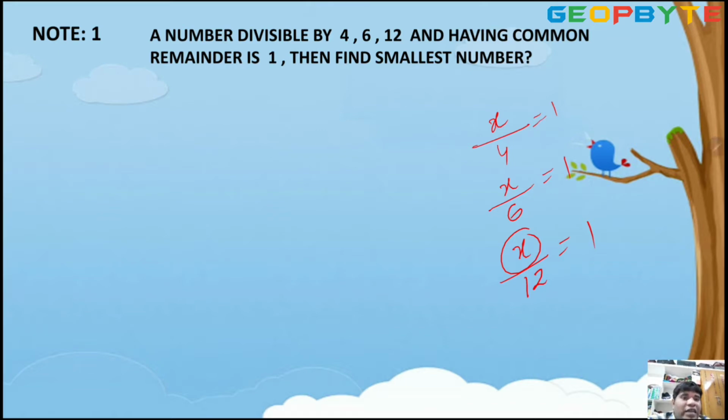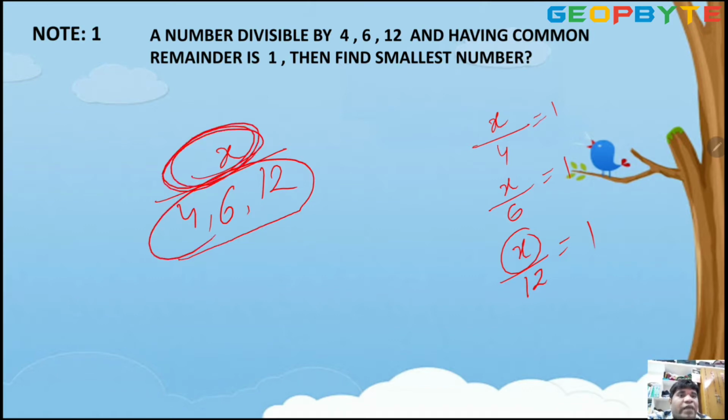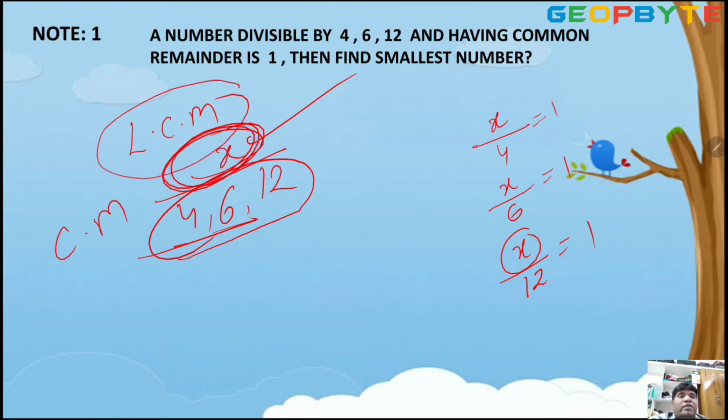Here you can clearly observe x divided by 4, x divided by 6, x divided by 12 also. So x is divided by 4, 6, 12, which means x is compulsorily a common multiple of these numbers. Otherwise it is not possible. So we got a common multiple. And what kind of multiple do we need? Least. So LCM of the numbers 4, 6, 12.